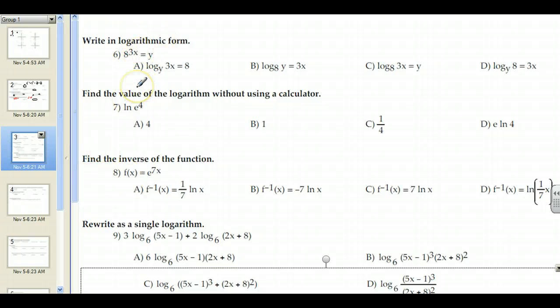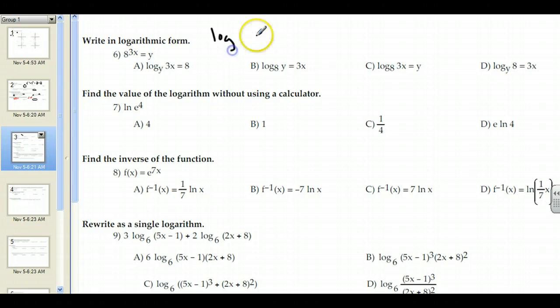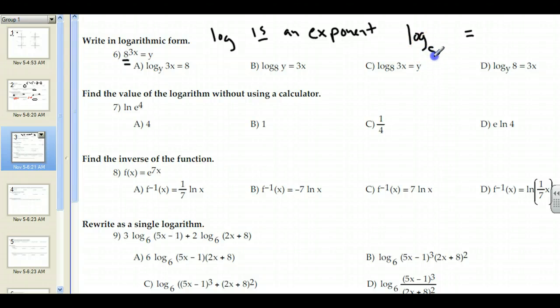We'll write this in log form. To write a log form, what you have to remember is a logarithm is an exponent. So is the same thing as equals. So the log base, what's the base? The base is 8. It's what's being raised to a power. So the log base 8 of something equals something. But the log over here on one side of is where our equals is going to be.